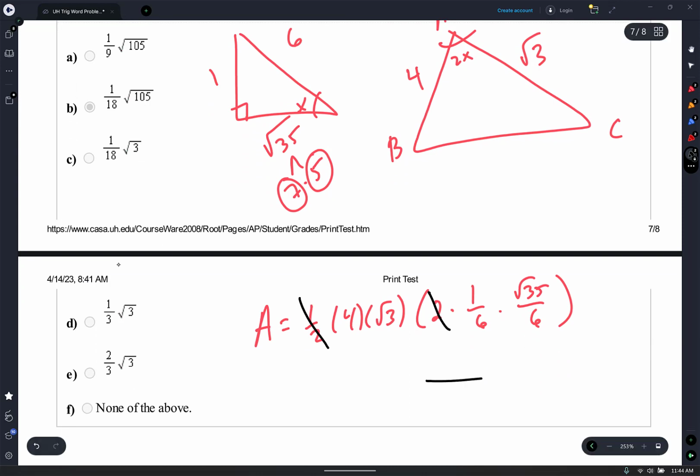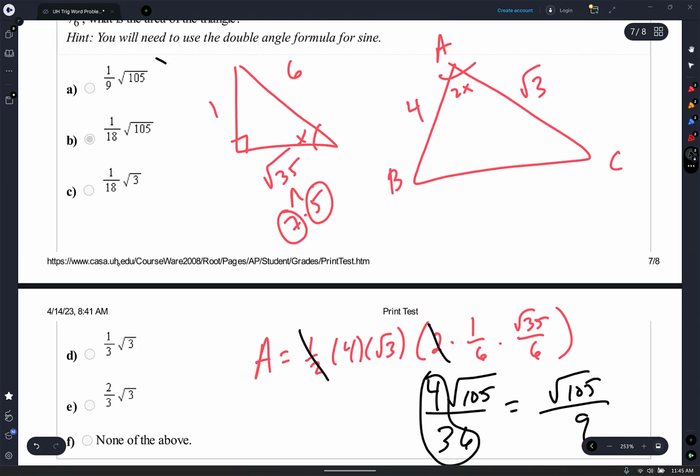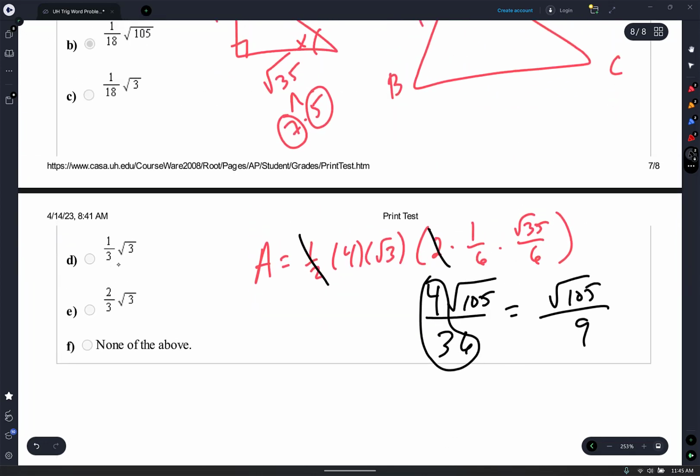6 times 6 is 36, so I have 36 in the bottom. I have a 4 in the top. And then square root of 3 times square root of 35. So let's see, 35, 30, 60, 90, and then add another 15, that's 105. I don't see that answer immediately, but 4 goes into 36 9 times. So square root of 105 over 9. Uh-oh. Oh, there it is. There it is, guys. Hopefully all that made sense.